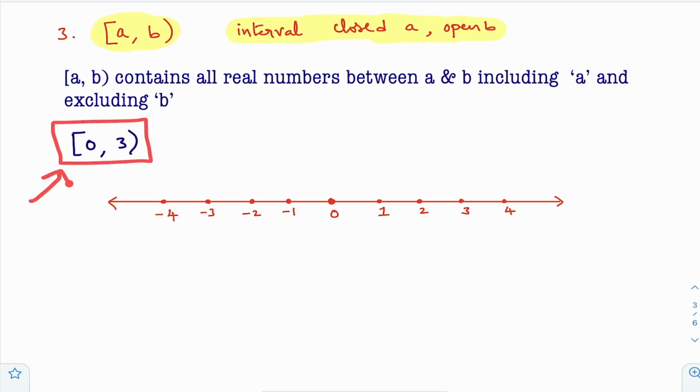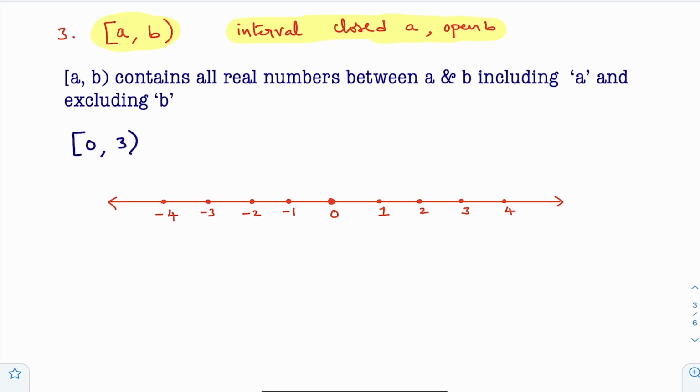How do you read it? The interval closed 0 open 3. What does it contain? The interval closed 0 open 3 contains all real numbers between 0 and 3. 0 is included, 3 is excluded. Okay, so how do you mark this on the number line?